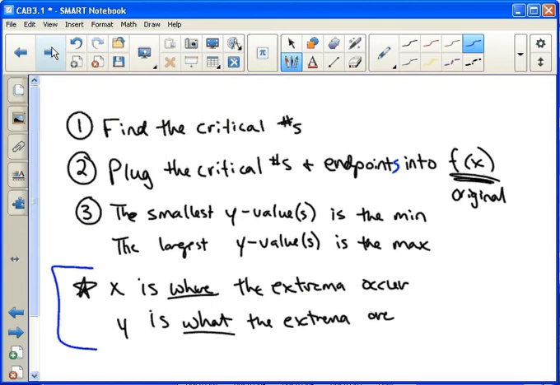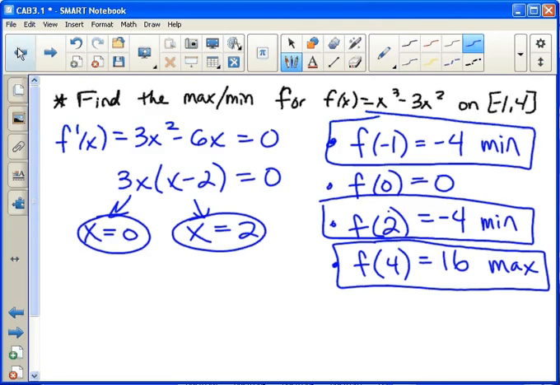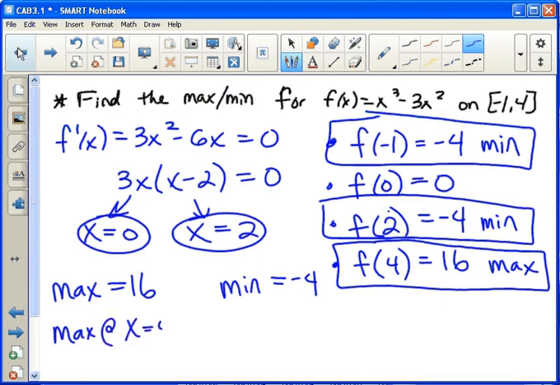Looking back at our first example, the max here equaled 16, and the minimum here equaled -4. But the maximum happened at x equals 4, and the minimum happened at x equals -1 and 2. So y is what the max and min are. X's are where the max and min occur. If you're unclear about that, you can give the whole ordered pair, and that should be sufficient pretty much for anything. So let's look at 2 more examples.